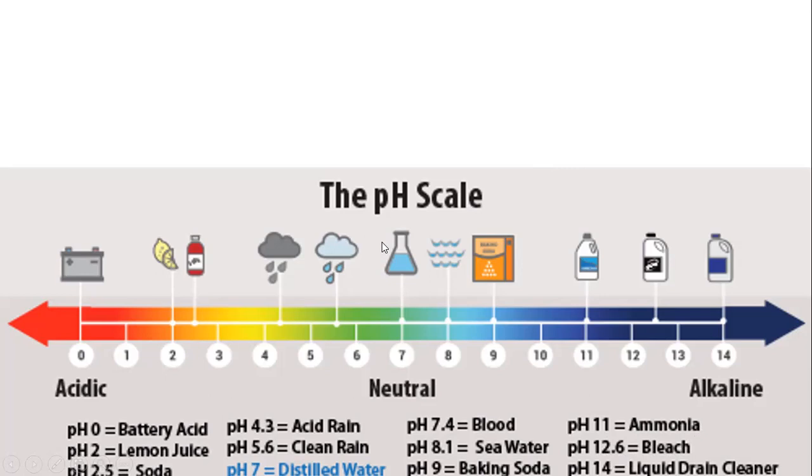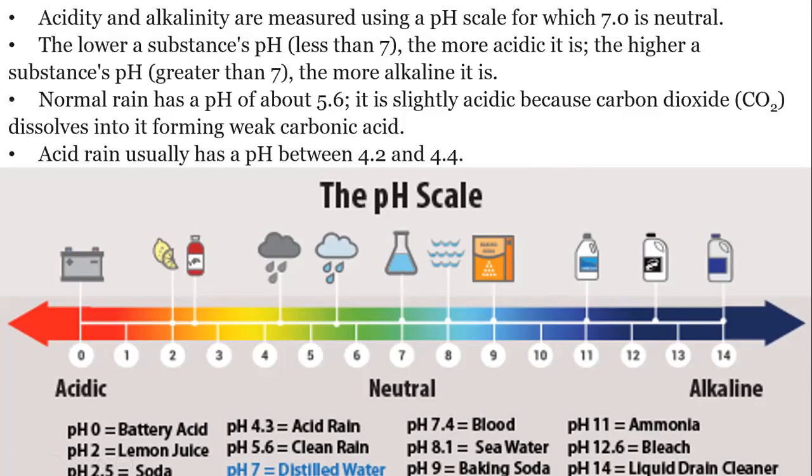Here, acidity and alkalinity are measured using the pH scale, for which 7.0 is neutral. The lower the substance's pH, the more acidic it is. The higher a substance's pH, the more alkaline it is. That's exactly what we are seeing here. Normal rain has a pH of about 5.6. It is slightly acidic because carbon dioxide dissolves into it, forming weak carbonic acid. So acid rain usually has a pH between 4.2 and 4.4. That's how we normally measure acid rain on the pH scale.